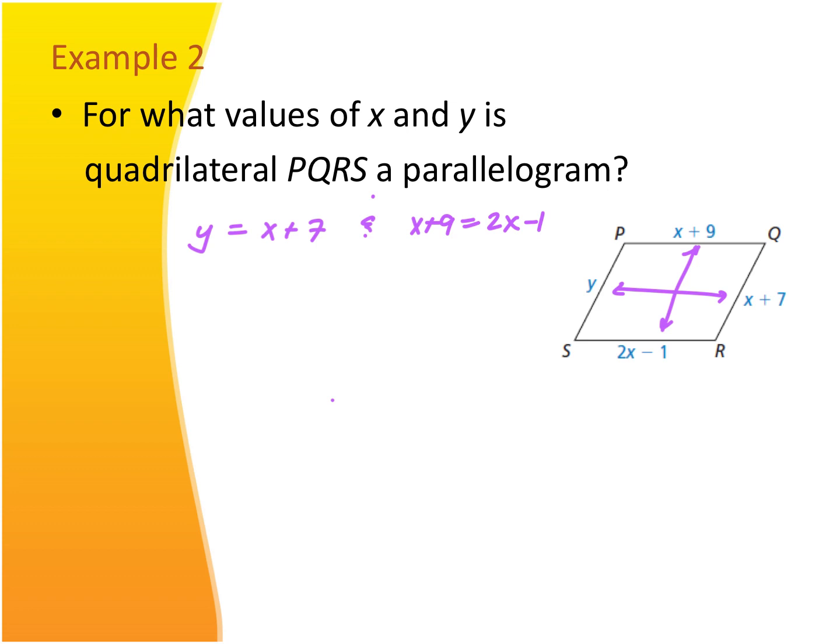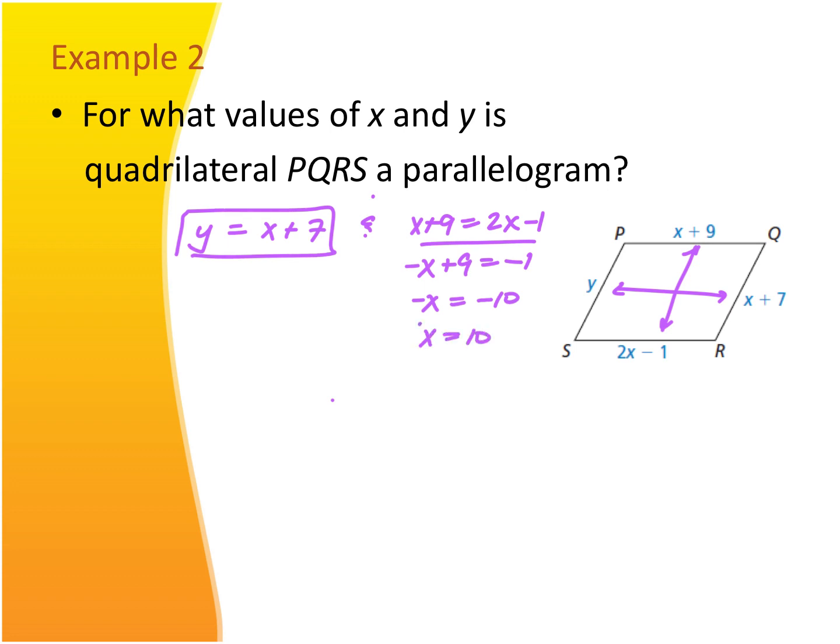Obviously, I really can't work on the first one too much because I have one equation in two variables, and I can't really use that to solve. But I can solve the other one because this equation here is all x's. So I'm going to solve for x. I'm going to subtract 2x from both sides, and then I'm going to subtract 9 from both sides. Last step, I'm going to divide by -1, and I'm going to get x is 10.